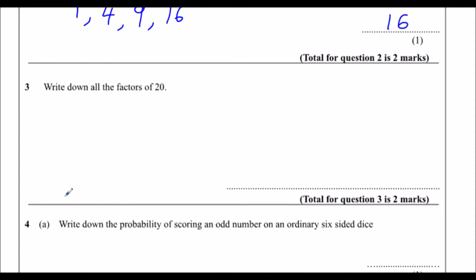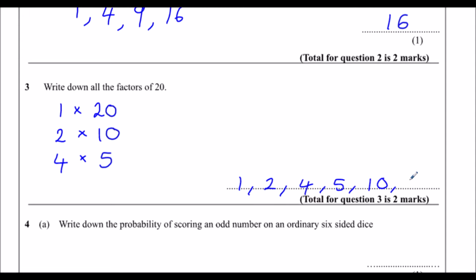Question 3. Write down all the factors of 20. So what numbers times to make 20? So we can get 20 by doing 1 times 20. It's in the 2 times table. It's 2 times 10. It's not in the 3 times table. And it's in the 4 times table. 4 times 5. So all the factors of 20 are 1, 2, 4, 5, 10 and 20.